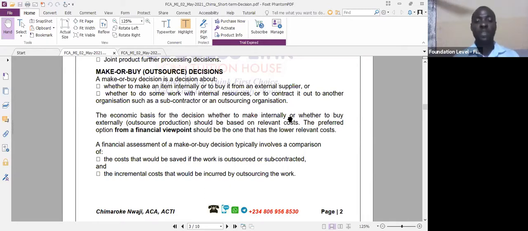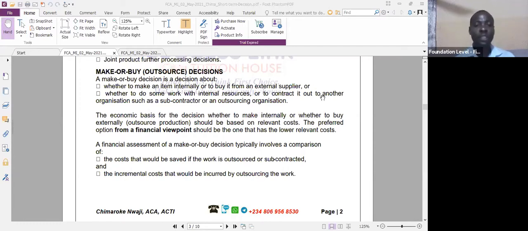What about the crates? You can do it yourself, or you can outsource it to an external person to do it for you. Now you have to make that decision whether you are going to take on some of these things internally, or you are going to just outsource them. So that decision is the make or buy decision.